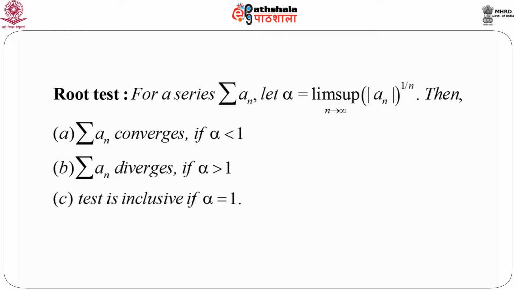and consider the limsup of that sequence. Then summation a_n converges if alpha less than 1 and summation a_n diverges if alpha greater than 1. So, the natural question will arise: what happens when alpha equals 1? Unfortunately, the test will be inconclusive. That means we cannot take any decision whether the original series summation a_n converges or diverges if we get the value of alpha to be equal to 1.